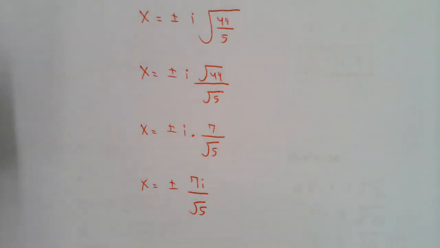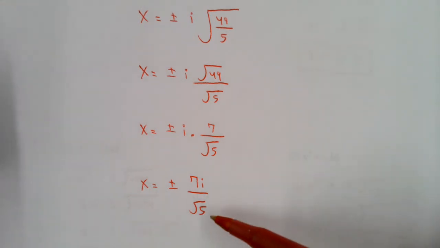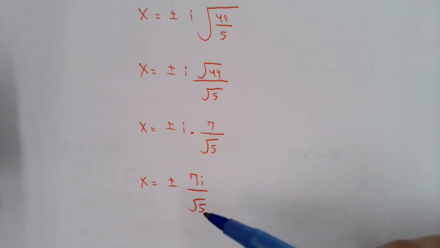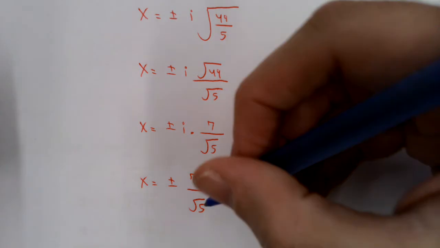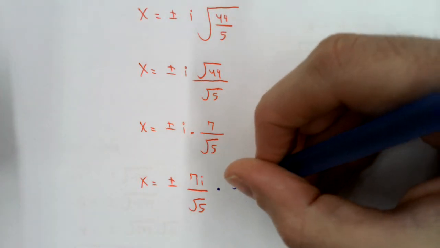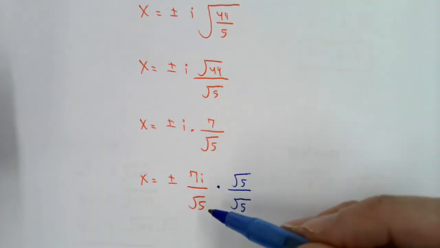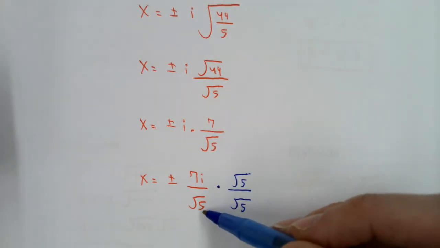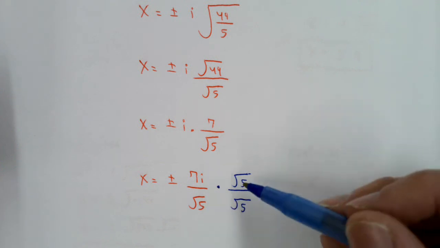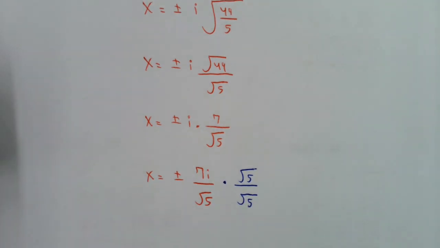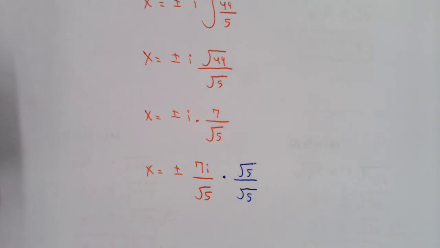Now, here's the problem. This is not a perfect square. And you cannot leave a square root in the denominator. So what you have to do is you have to rationalize. Okay? What that means is I am going to multiply by whatever this is over itself. So I'm going to multiply now by square root of 5 over square root of 5. Whatever this is, since it's not a perfect square number, you have to multiply by this over itself. Why am I doing that? To get rid of the square root in the denominator.